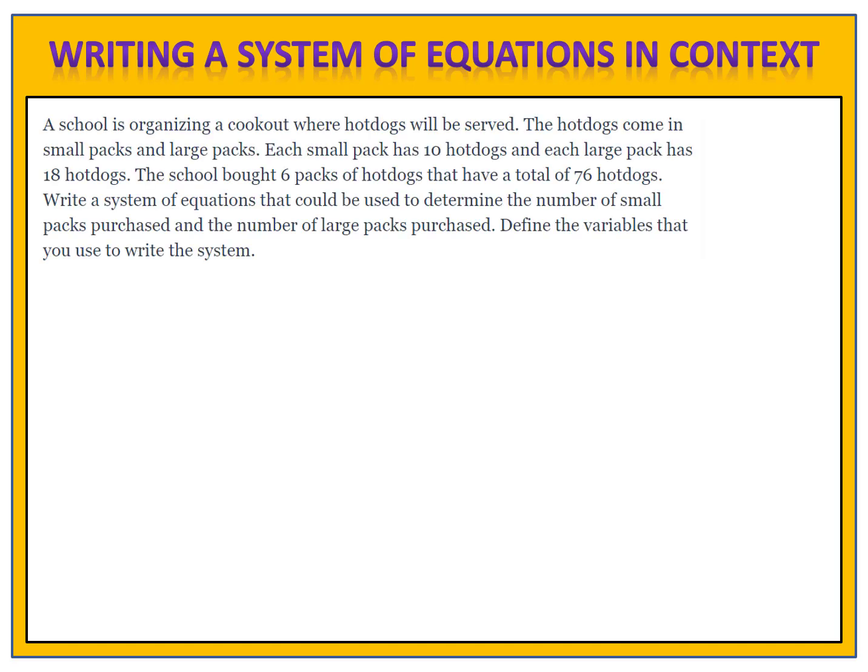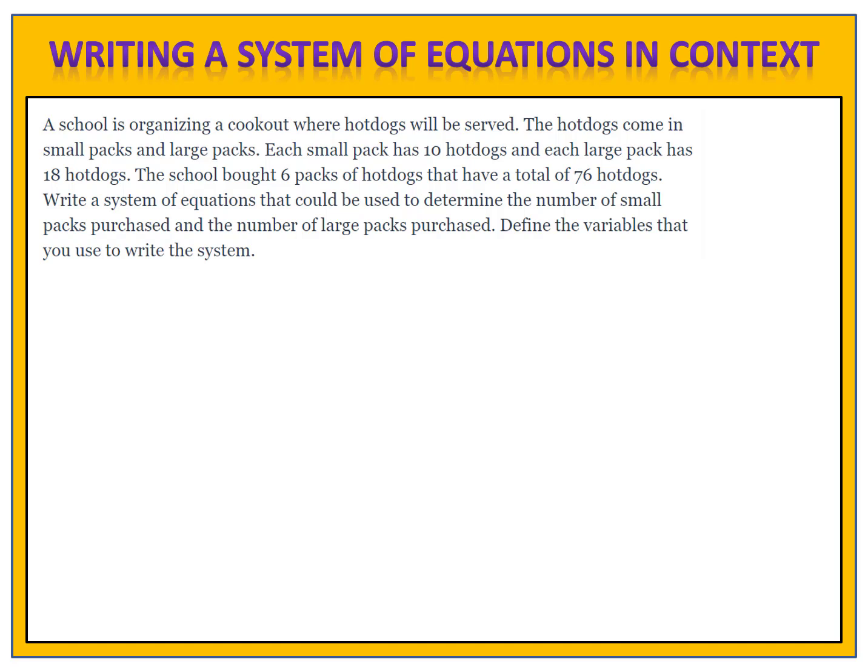A school is organizing a cookout where hot dogs will be served. The hot dogs come in small packs and large packs. Each small pack has 10 hot dogs, and each large pack has 18 hot dogs. The school bought 6 packs of hot dogs that have a total of 76 hot dogs. Write a system of equations that could be used to determine the number of small packs purchased and the number of large packs purchased. Define the variables that you use to write your system.